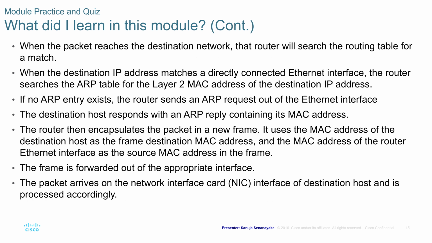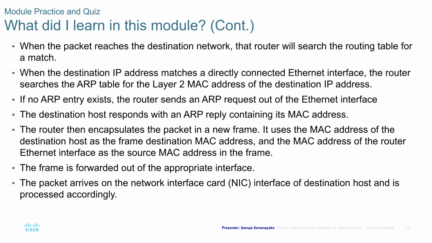And when the packet reaches the destination network, which is R3 in our example, the last one, that router will search the routing table for its match. When the destination IP address matches a directly connected Ethernet interface, the router searches the ARP table for the layer 2 MAC address this time. Remember? Because right now it is the local network. The router has received that packet, so now what's going to happen is it's going to search the ARP table for the layer 2 MAC address of the destination IP address in this case.